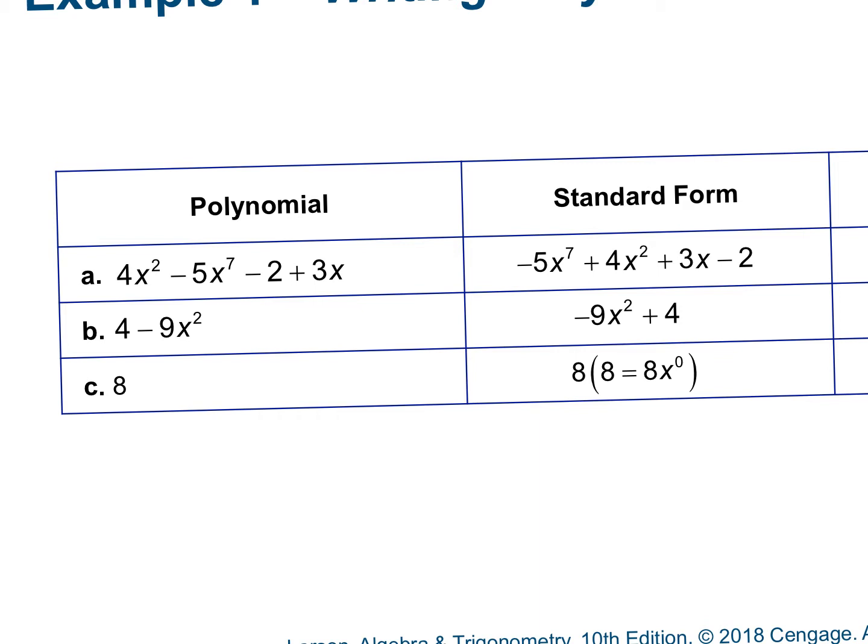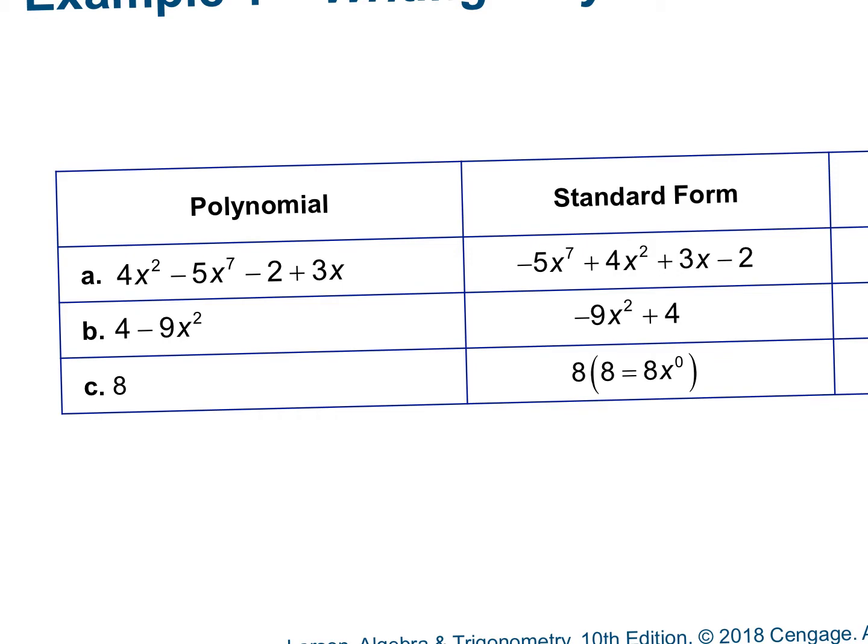Now, the sign that is in front of the term goes with it. So if you notice, the 5x to the 7th has a negative sign in front, right? So that's a negative 5x to the 7th. It's a positive 3x. It's a negative 2. Does everybody see that? Standard form, you're going to take your polynomial and write it to where your variable has exponents that are in descending order.